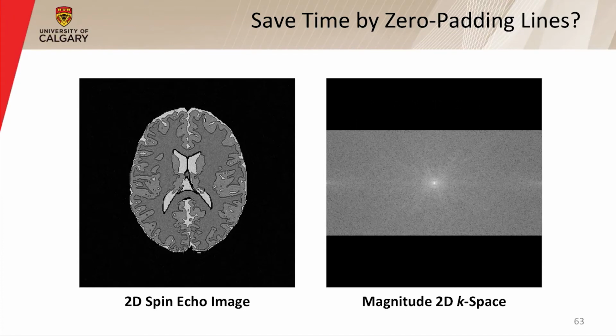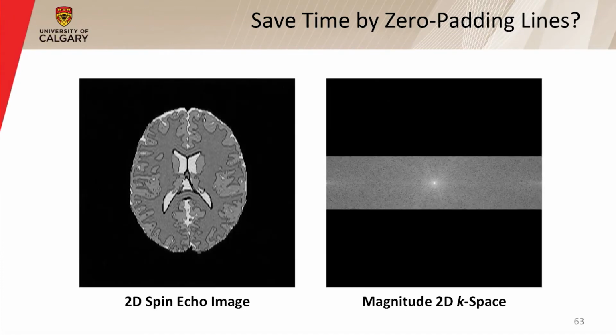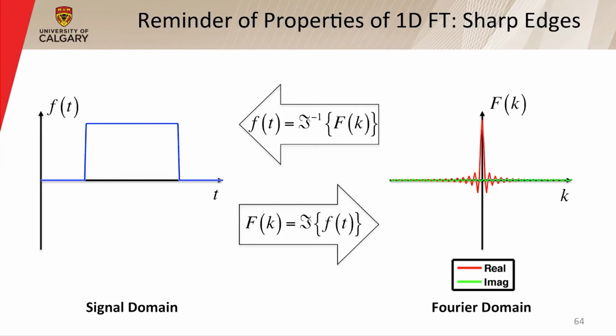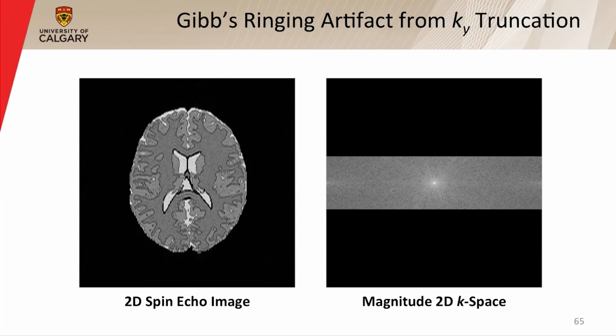And this one doesn't actually look too bad, but when I undersample it even more, you can see that we can start to get some of these weird ringing, aliasing artifacts. If you remember from last time, if you have a sharp edge in one domain, it's going to cause ripples in the other domain. In this case, we're causing a sharp edge in our K-space acquisition, which is causing these ripples in our image domain. And the sharper that cutoff is, the more apparent those ripples are going to be. So again, this is called Gibbs ringing artifact.